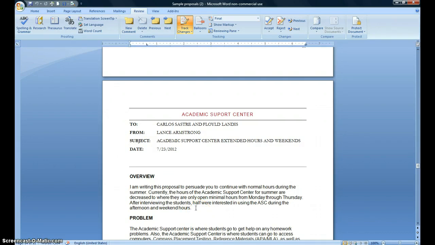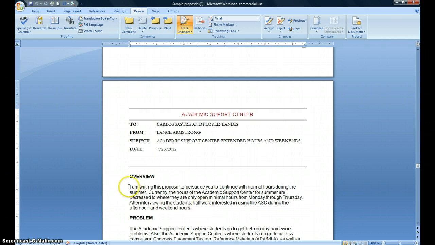This has some good parts, but it suffers from a couple of problems. First of all, it doesn't highlight the whole proposal. We don't know what the solution is, what she's proposing. Secondly, she uses more concrete data here after interviewing the students. Half were interested in using the ASC during the afternoon and weekend hours. If the reader reads this sentence here in the introduction, the reader's expecting that a great part of the proposal will be her discussion of the interviewing of the students. And that's data that she's using, but it's not the part of the proposal.